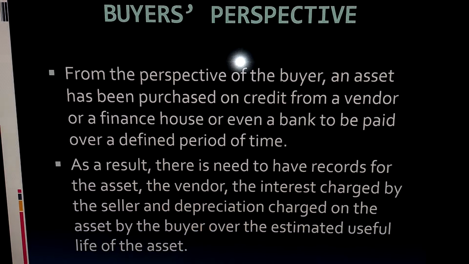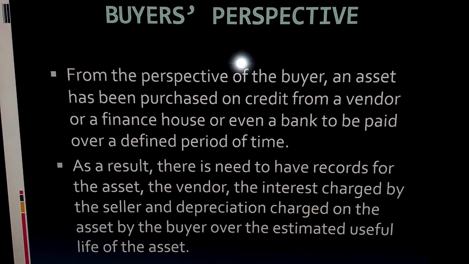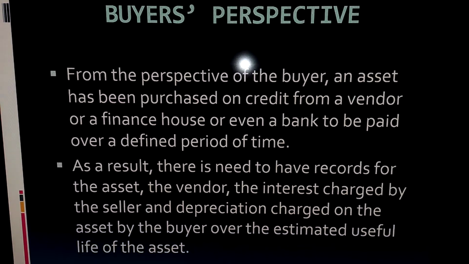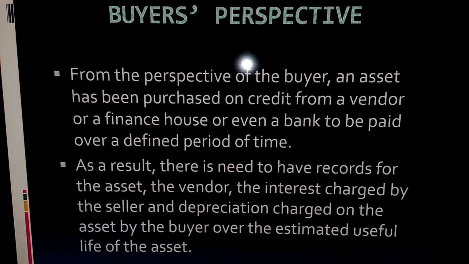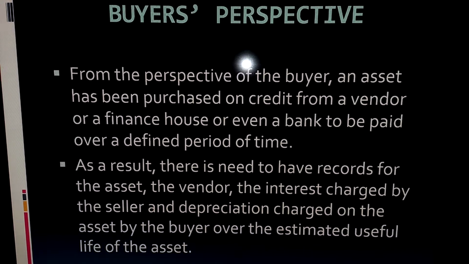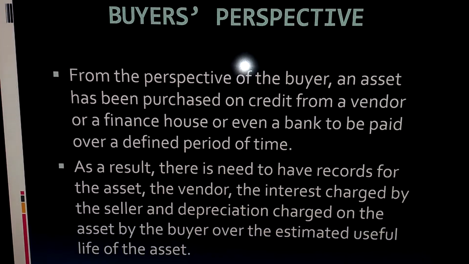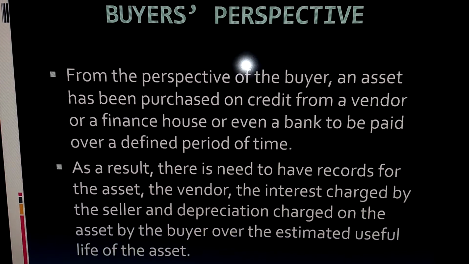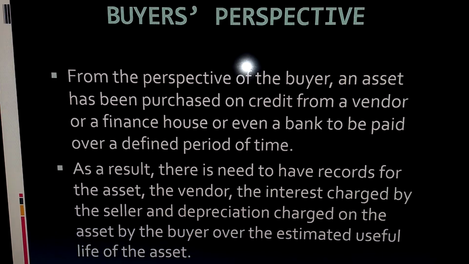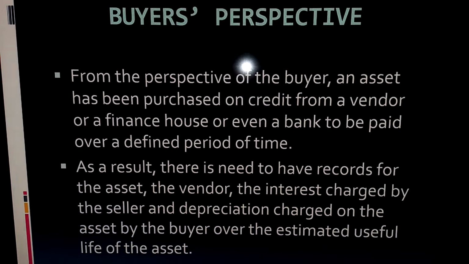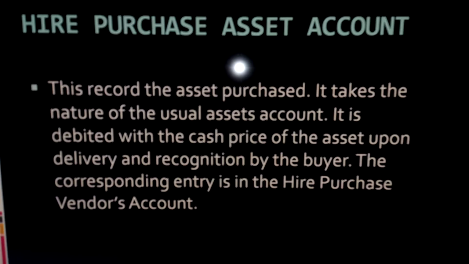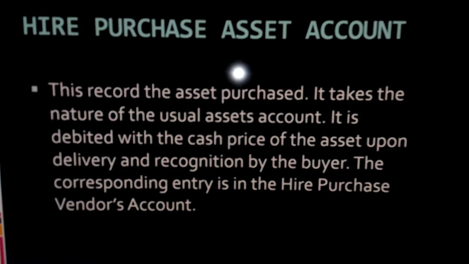So what we're saying is that in the buyer's perspective, there is a record for the asset, which is the item of hire purchase. There's a record for the vendor, which is the seller, in the books of the buyer. There's an interest charge, okay, which is the additional amount you're paying because you're paying over a long period of time. And then there is a depreciation, because most times hire purchase is used to finance assets, and because it's an asset, you have to depreciate.